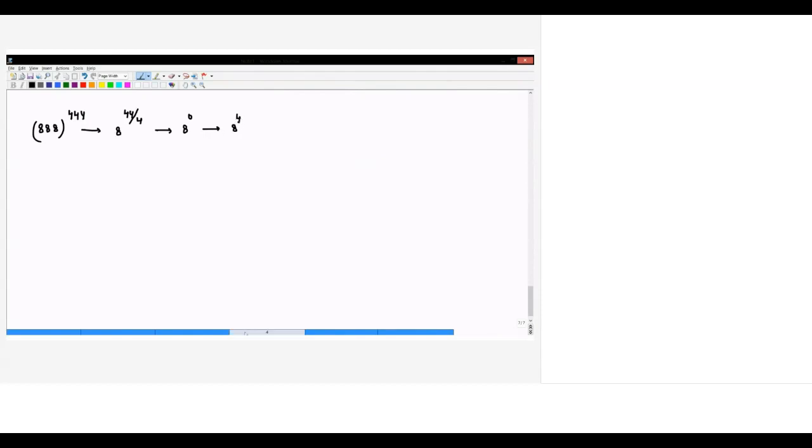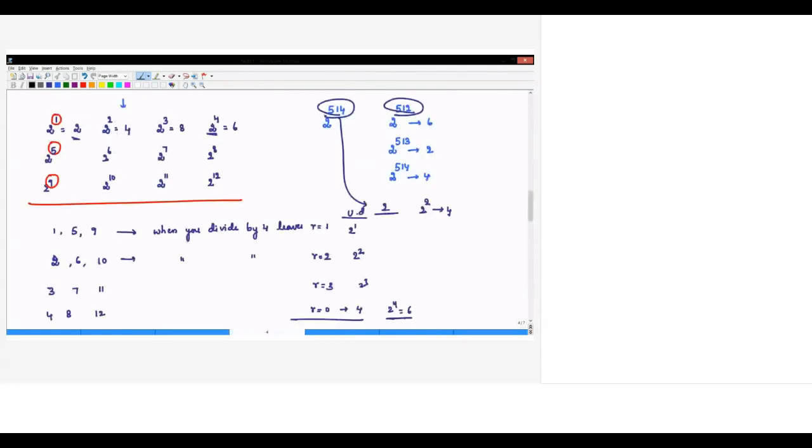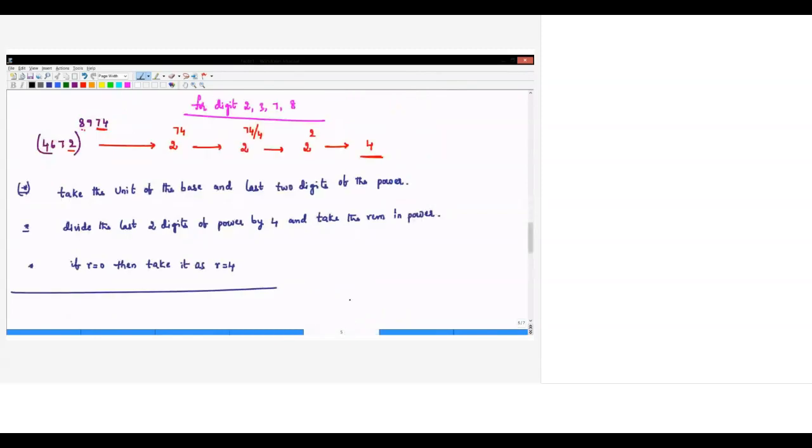Because if the power is a multiple of 4, then when you divide it by 4, you will get remainder 0. But I am telling you, whenever you get remainder 0, you take the remainder as 4, because 2 power 4 ends with 6. Same is the case with all the multiples of 4 in the power. So if the remainder is 0, then take it as 4, which means in the power you take it as 4.